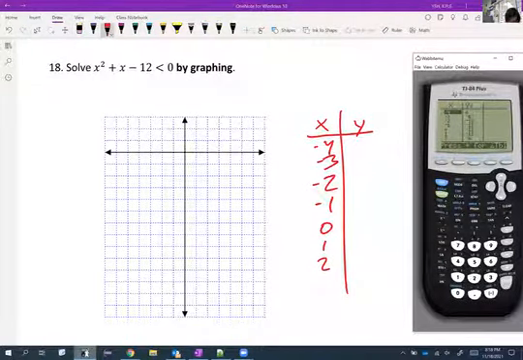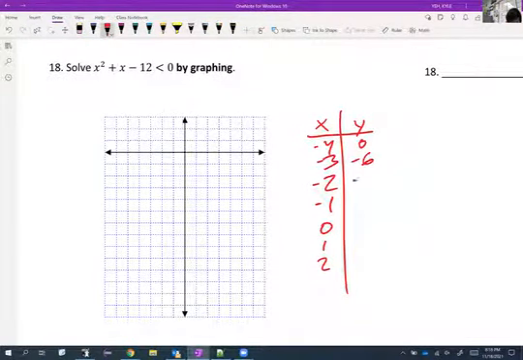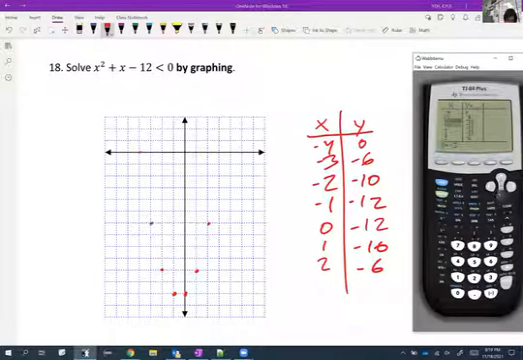0, -6, -10, -12, 0, -6, -10, -12. So -4 gives 0, -3 gives -6, -2 gives -10, -1 gives -12, 0 is -12, 1 is -10, 2 is -6. And I'm going to go down one more because of symmetry, I have a feeling it'll be another root. So 3 is 0. Perfect.